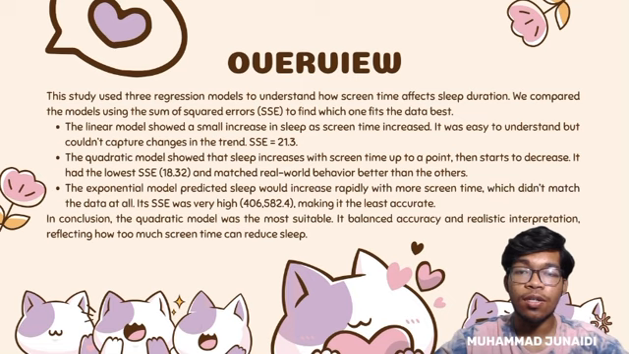Next, we used the quadratic model, which adds squared terms. This allowed the model to capture a curve in the data. It showed that sleep increases with screen time up to a certain point, but then it begins to decrease. This matched real-life behavior more closely. The quadratic model had the lowest SSE of 18.32, meaning it was the most accurate of these three.